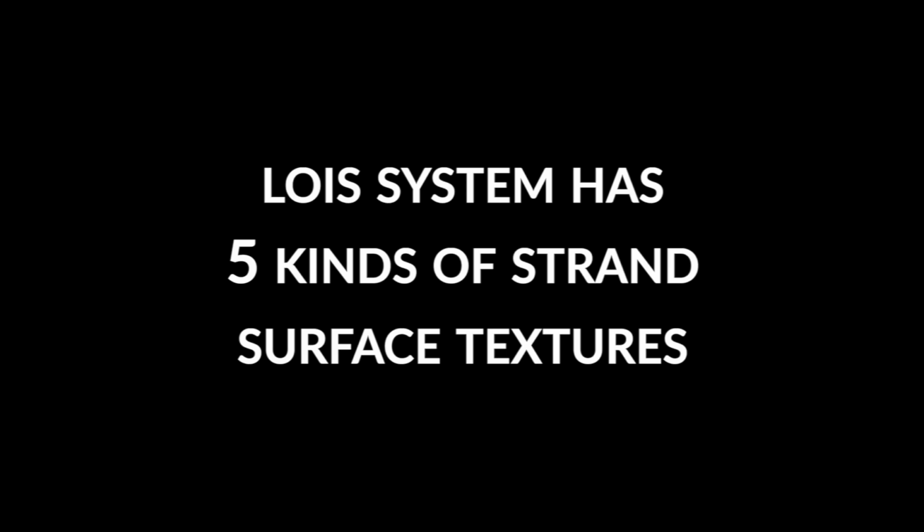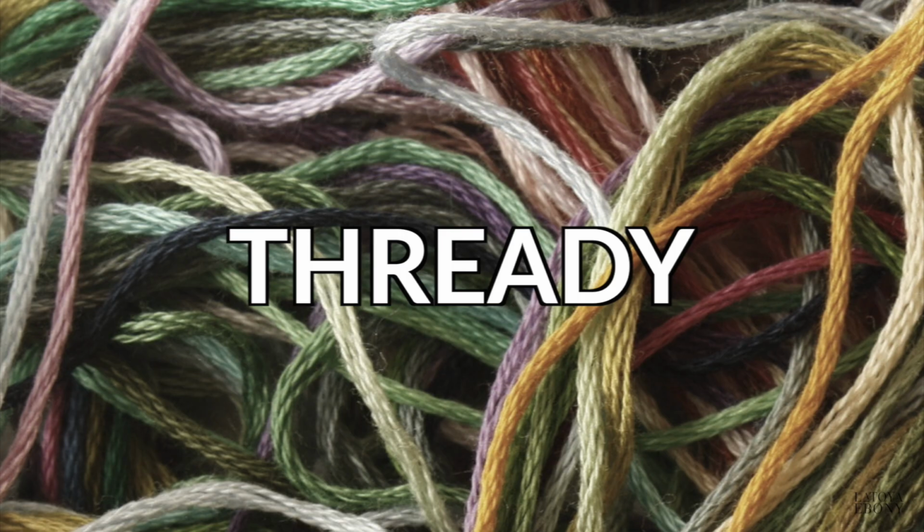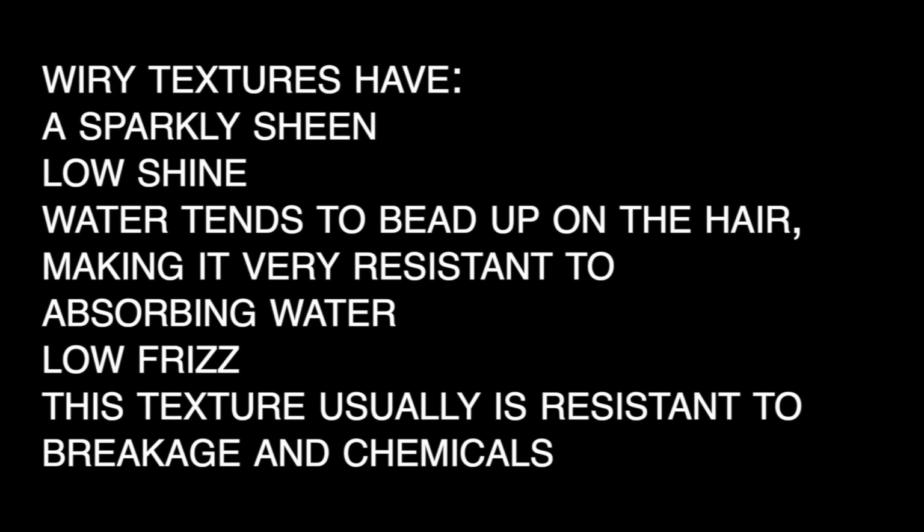The LOIS system has 5 kinds of strand surface textures: thready, wiry, cottony, spongy, and silky. A thready texture has low to moderate sheen, high shine when stretched, absorbs water quickly but loses it just as quickly, and has low frizz. These textures tend to take to chemicals like color and relaxer really fast. Wiry textures have a sparkly sheen, a low shine, and water tends to bead up on the hair, making it very resistant to absorbing water. They're low in frizz, and this texture usually is resistant to breakage and chemicals.